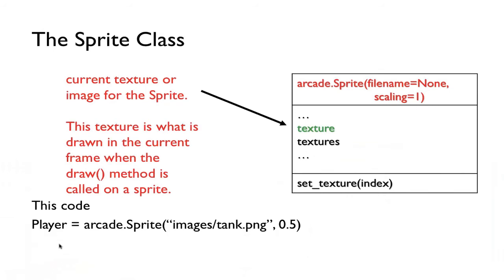In fact, when we use this code to create a sprite object, arcade.Sprite, and then send over the name of the image and the scaling, it returns the sprite object. What this code actually does is set the current texture to be exactly this image, and then create a list of exactly one image, which is exactly the same tank image. So that's actually what goes on behind the scenes when we create a sprite object.